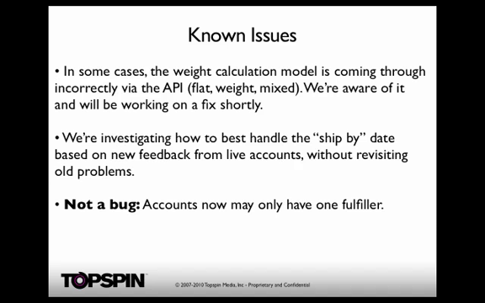So finally, let's talk about a few known issues that have arisen at the time of this recording. We have seen in some cases that the weight calculation model is coming through incorrectly via the API: flat, weight, and mixed. We're aware of this, and we are working on a fix. It should be out very shortly. We're also investigating how to best handle the ship by date based on new feedback from our live accounts without repeating past mistakes. We have a pretty good handle on how to do this, and we're likely going to be contacting fulfillers with suggestions here.